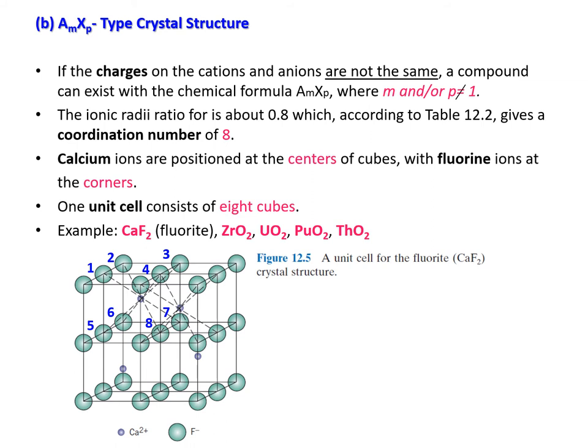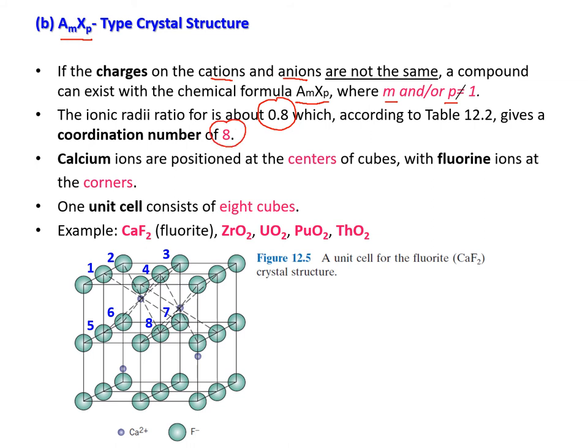The second type of ceramic crystal structure is what we call the AMXP crystal structure. This happens when the charges on the cation and anions are not the same, meaning a compound can exist with the chemical formula of AMXP, where m and p are not equal to 1. The ionic radii ratio for this type of structure is 0.8, which according to Table 12.2 gives a coordination of 8.